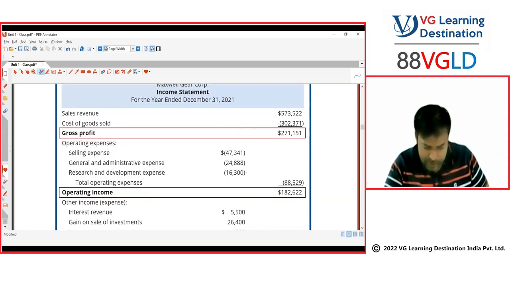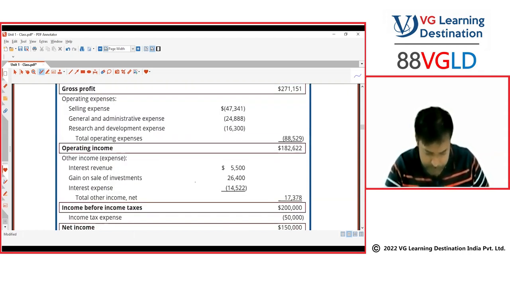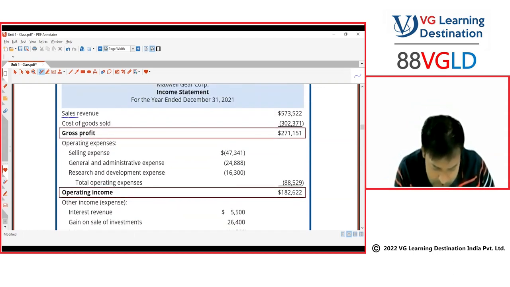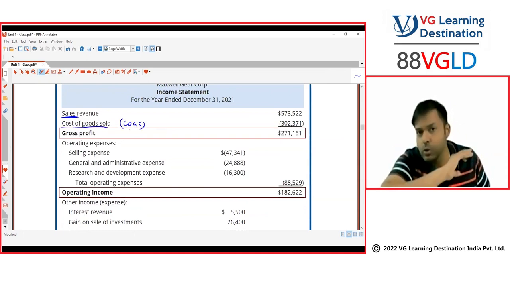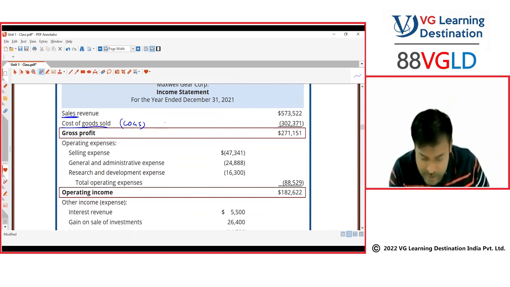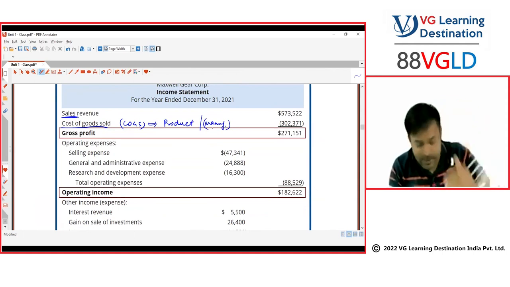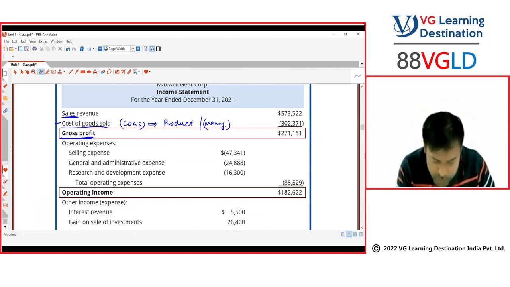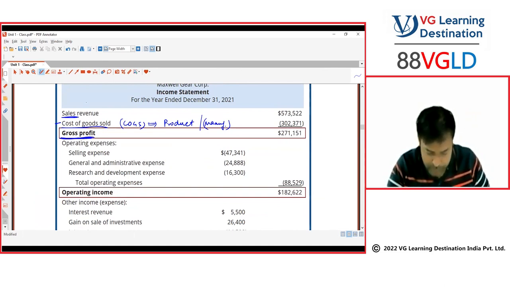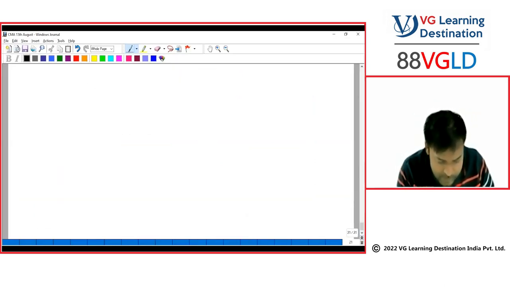So how are we showing this, guys? Sales will come first. From sales, we are going to reduce COGS. Guys, COGS includes all the manufacturing, so I can say COGS is nothing but my product cost, because it includes all the manufacturing expenditure. So sales minus COGS is going to give you gross profit. I'm making it broadly here. Sales minus COGS, you will get gross profit.